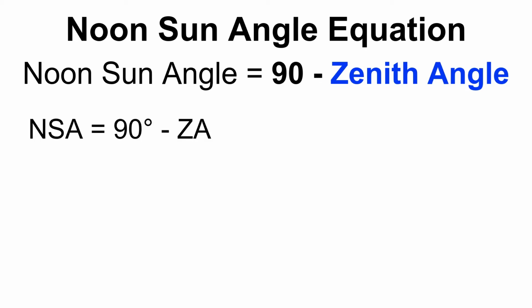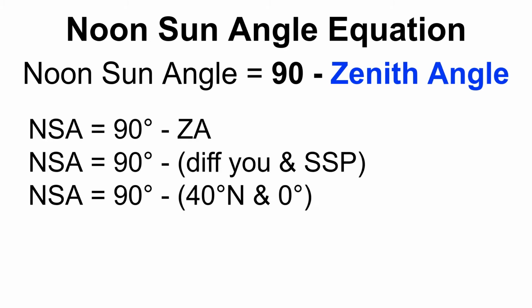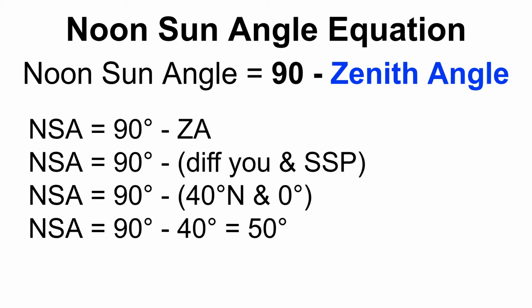The noon-sun angle equals 90 minus the zenith angle. The noon-sun angle is 90 degrees minus the difference between you and the subsolar point. So in the setup, I said you're at 40 degrees north. The subsolar point is at 0 degrees. So 90 minus 40 equals 50. So the noon-sun angle is then 50 degrees.